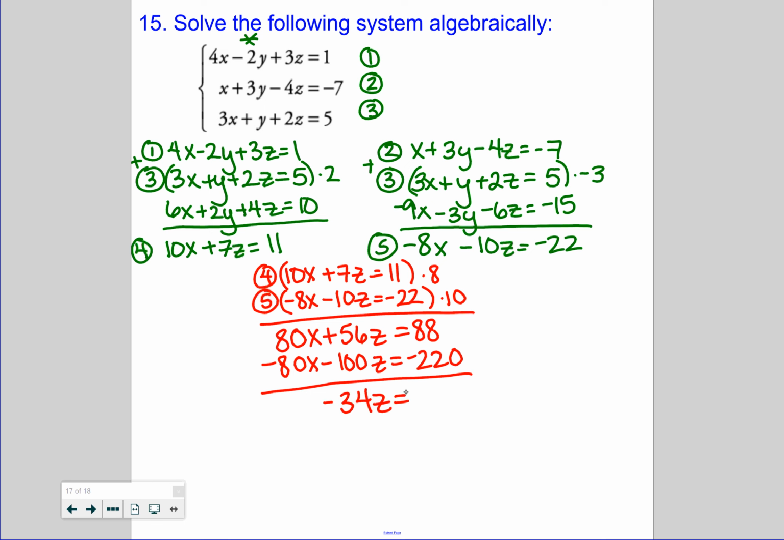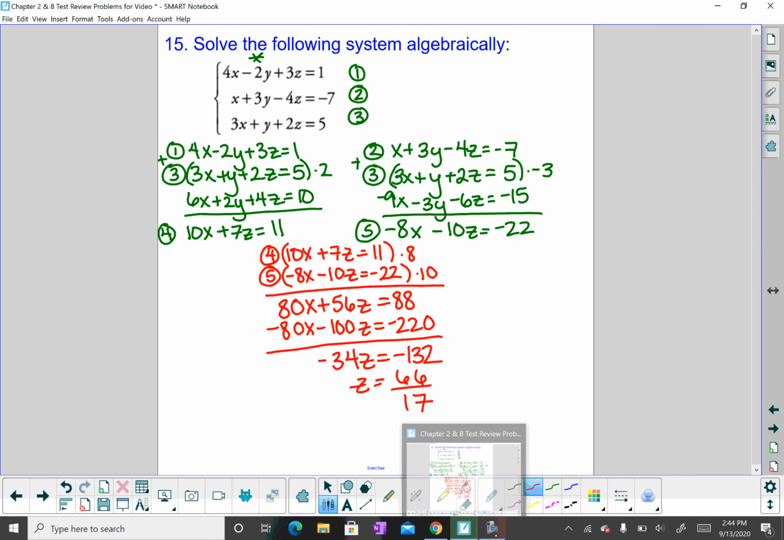I'm going to have a -34z, and then -220 and 88 are going to give me a -132. To solve for z, I'm going to divide through by -34, and I get 66 over 17 when I reduce that fraction.